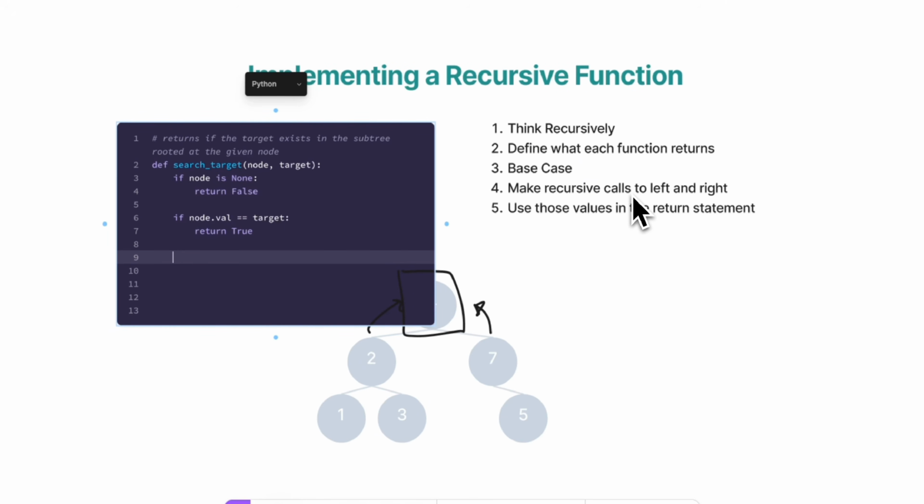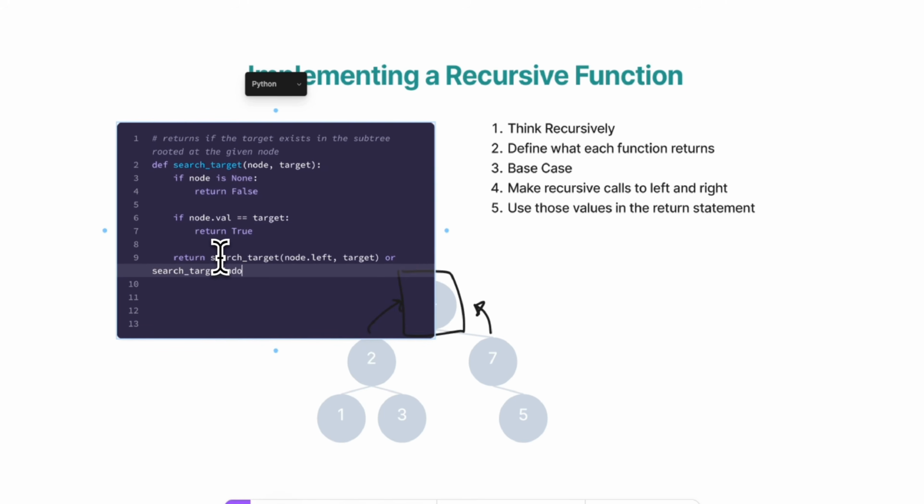And for this particular question, we can actually just combine them together in the return statement for something like this. So we can return if the search target exists in the left subtree or the search target exists in the right subtree.